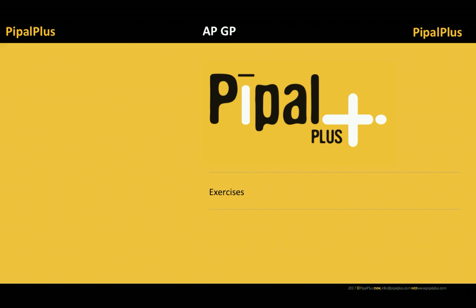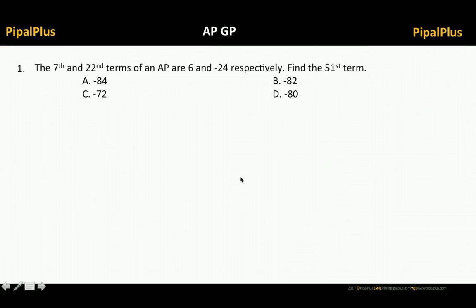This video will cover exercises on arithmetic progression and geometric progression. So let's read this first question. This says the 7th and the 22nd terms of an arithmetic progression are 6 and -24 respectively. We are required to find the 51st term.